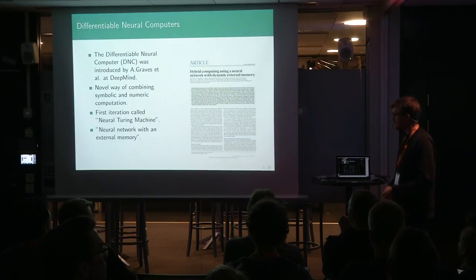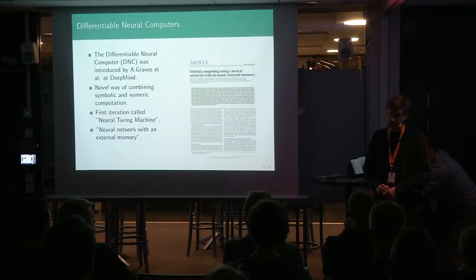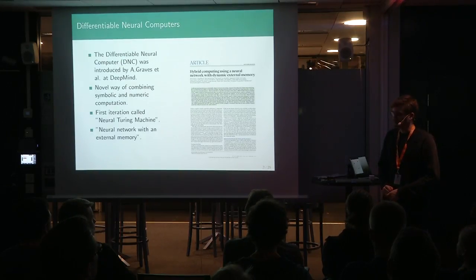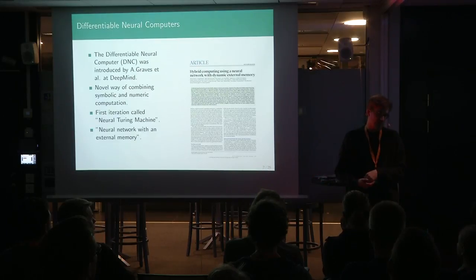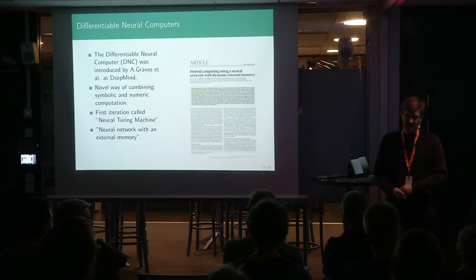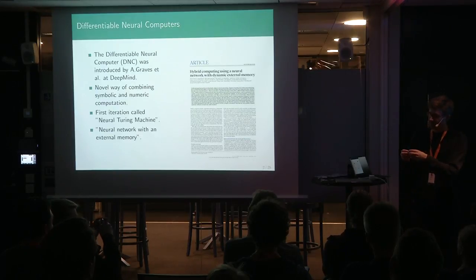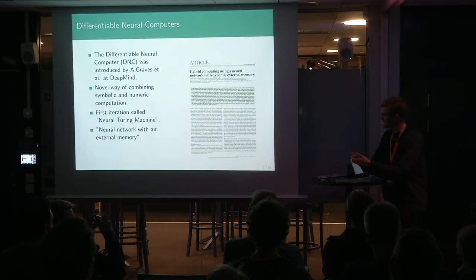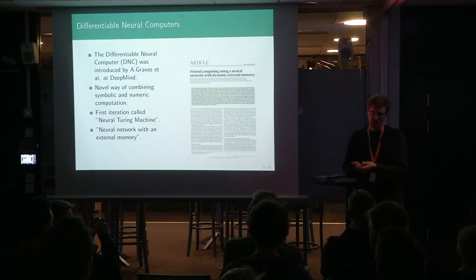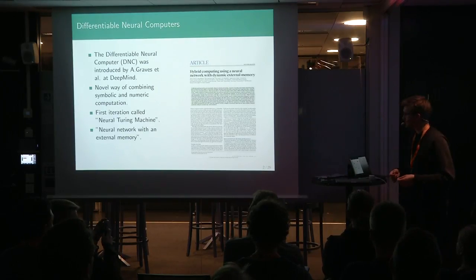And the first iteration of this construction was called a neural Turing machine. And this is because it's very similar to the structure of a Turing machine, you will see later. And it's basically a neural network with a memory. And the whole thing lies in how the communication with this memory is done. And that's what I will mostly talk about.